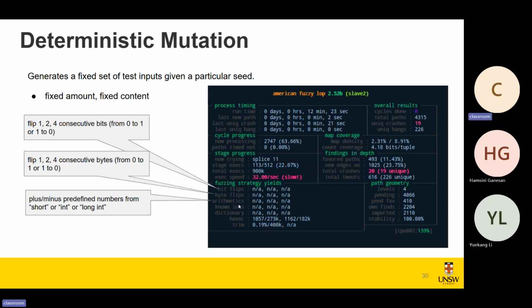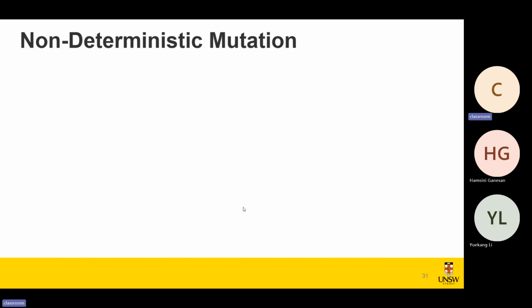You can also see this arithmetic. It means that we are trying to plus or minus some predefined numbers from a short int or long int. There are some interesting numbers which we can try. And interesting values means we are replacing a short int or long int with some special values. The special values could be some boundary values or extreme values for these integer types, for example, the largest possible short or the largest possible unsigned short. So that's the deterministic. Dictionary-based mutation operators could be either deterministic or non-deterministic, and we will learn about it in the next few slides. So that's all about deterministic mutation.